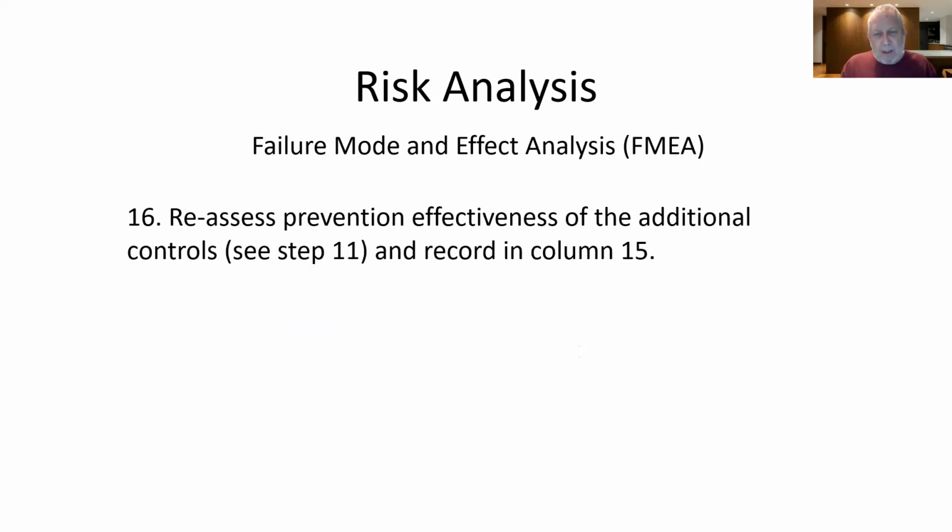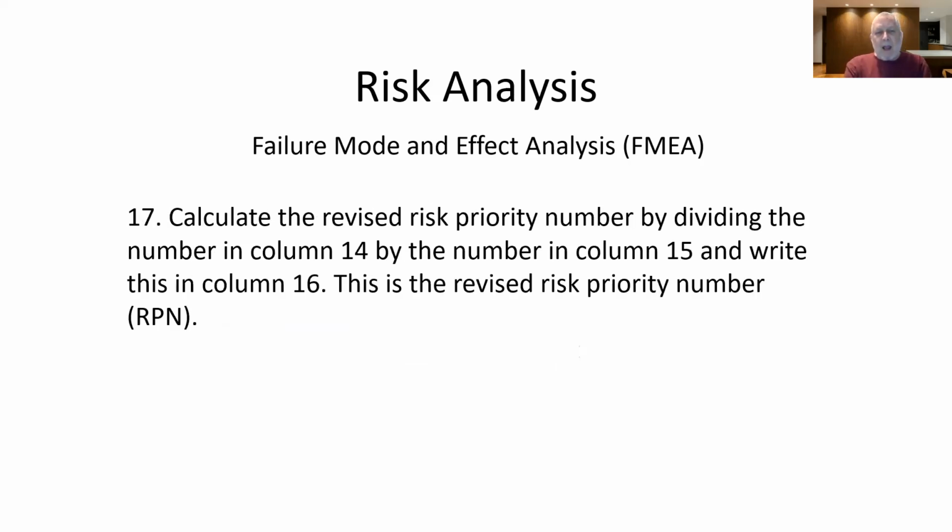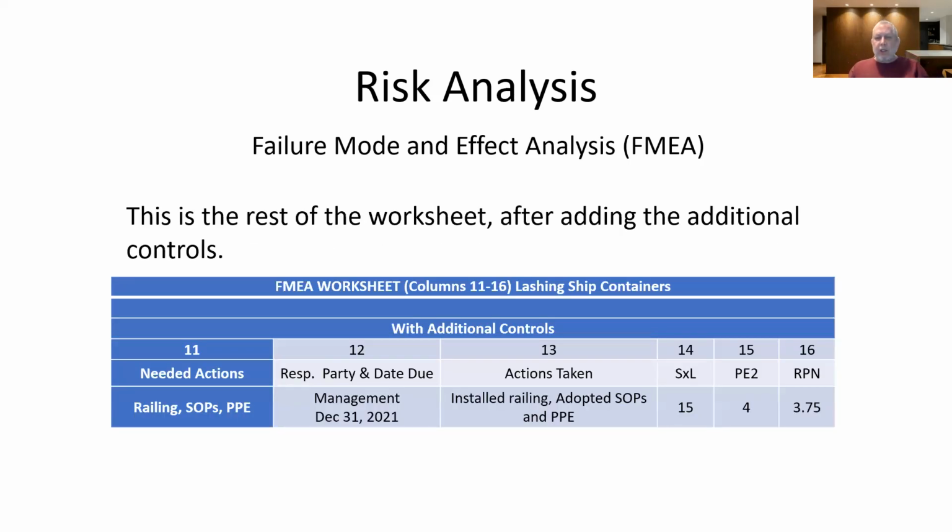Reassess preventive effectiveness of the additional controls and record in column 15. Calculate the revised risk priority number by dividing the number in column 14 by the number in column 15, and write down this number in column 16. This is the revised risk priority number. The rest of the worksheet after adding the additional controls is this. In other words, this whole thing is called with additional controls.